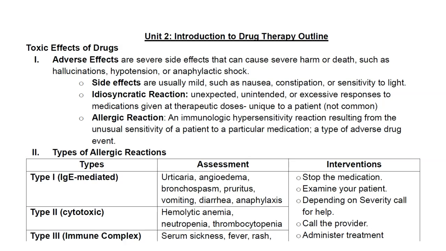On the other hand, we have idiosyncratic reaction. Idiosyncratic reactions are adverse effects that are unexpected and unintended, and can be an excessive response to medication, even though the medication was given appropriately. Even if the nurse gave the right dose at the right time and followed everything to the T, for some reason the patient just has this reaction. This is typically unique to the patient, meaning it is not very common. Side effects are usually pretty common, while idiosyncratic is typically out of nowhere, unexpected.